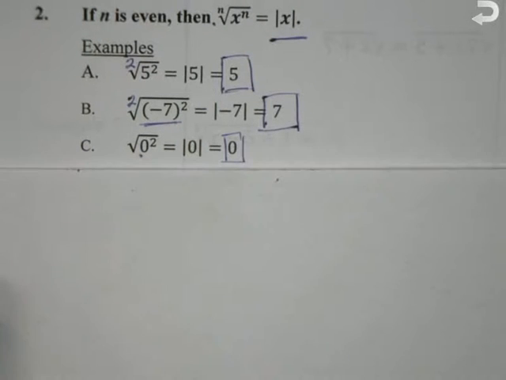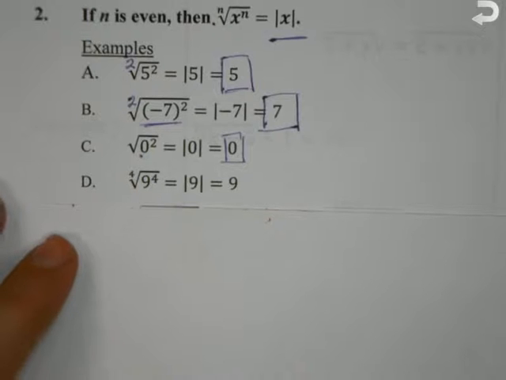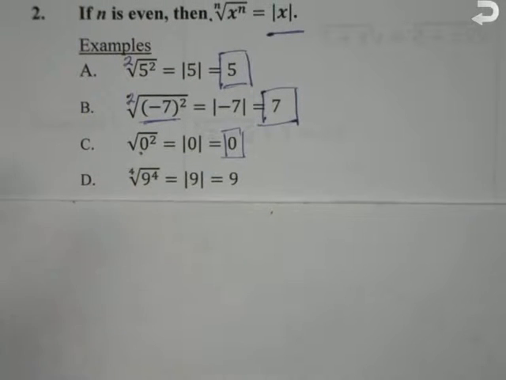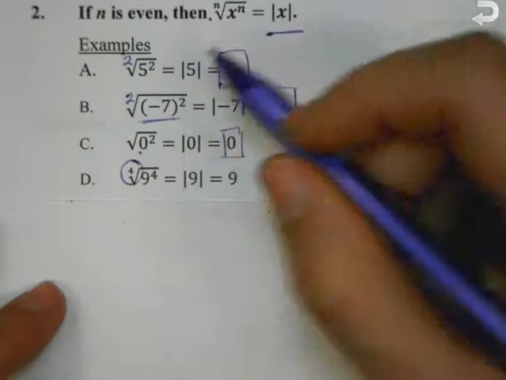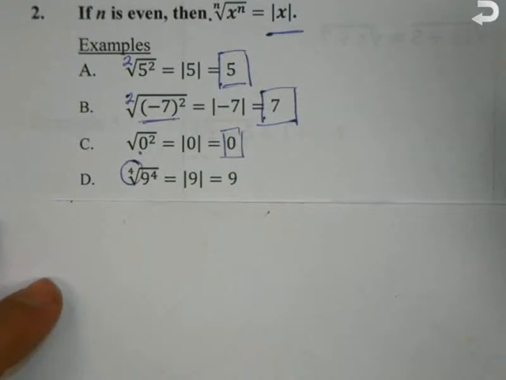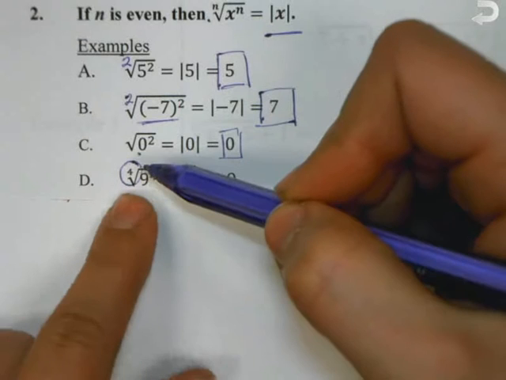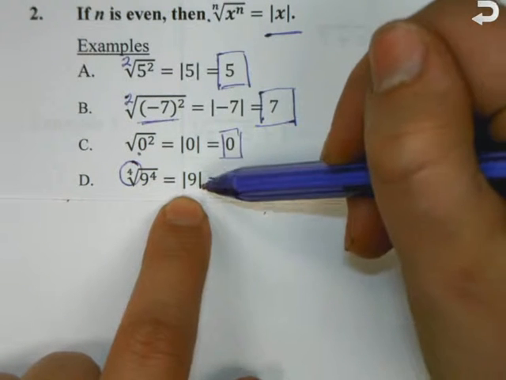Okay, example 4. The fourth root of 9 to the fourth. Is my index even? Wait, what's my index? It's a fourth root. My index is even. So my answer is the absolute value of 9, because that was what was on the inside. So my answer comes out to positive 9.